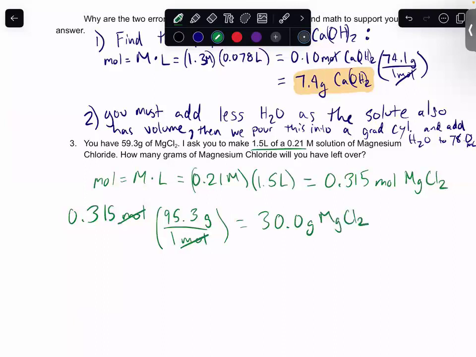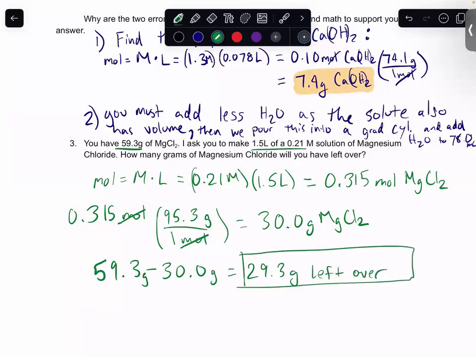MgCl2. But that's how much we're using. We start with 59.3, so we have to then take 59.3 minus 30.0 grams, and we will get total 29.3 grams left over. And so our answer is 29.3, or something within that range.